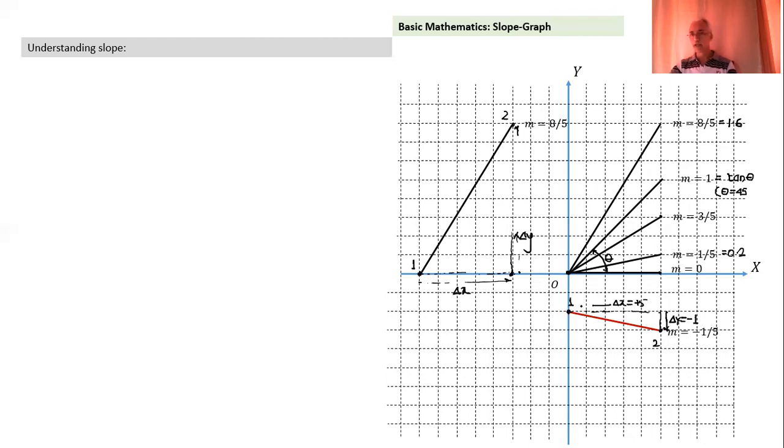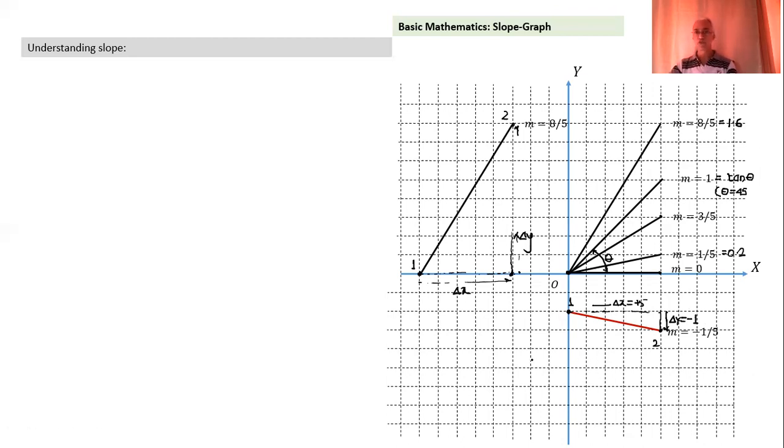This is when the second point is lower. You can also think of it as we move towards the right along the line, as x is increasing, y is decreasing. So when y decreases with an increase in x, it means the slope is negative, and this slope is minus 1 by 5. Delta y is minus 1.